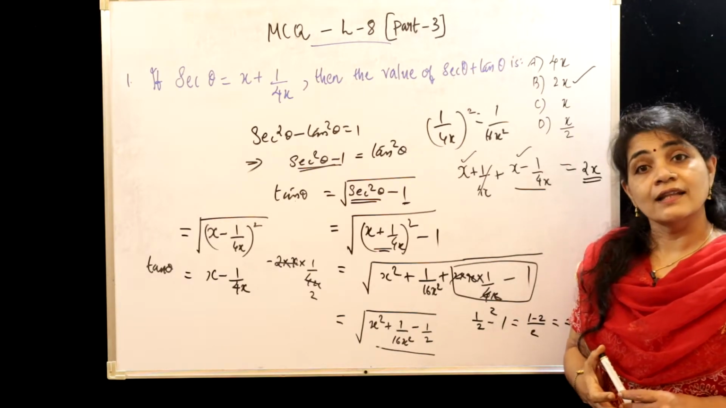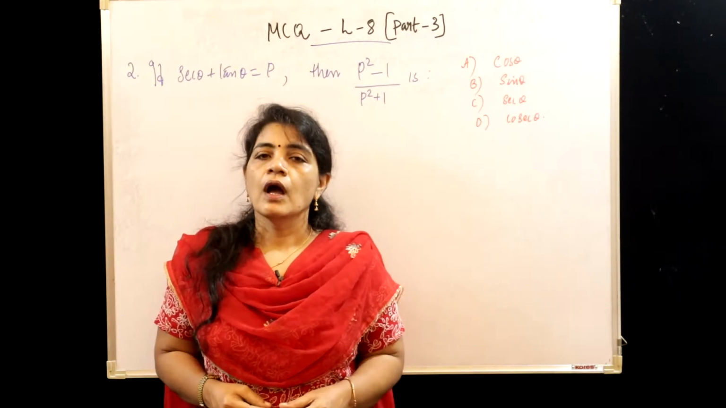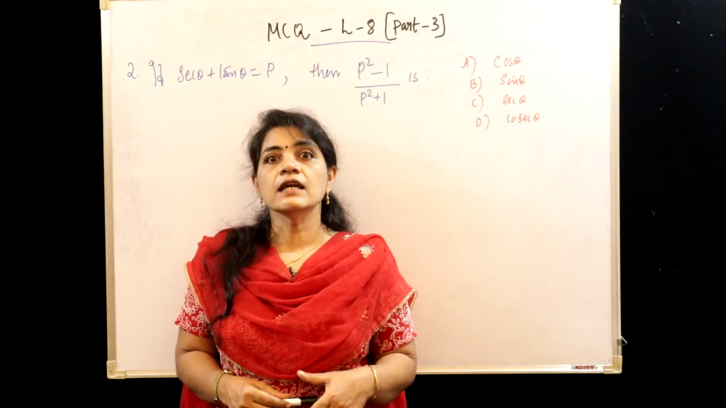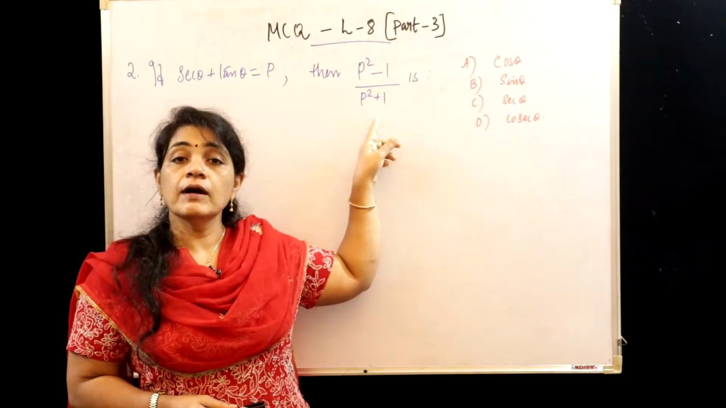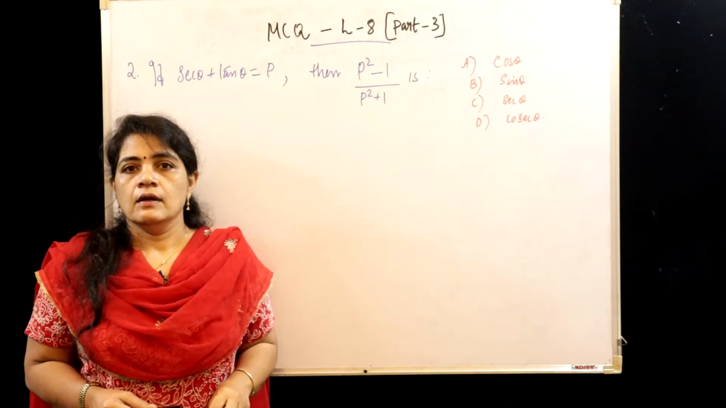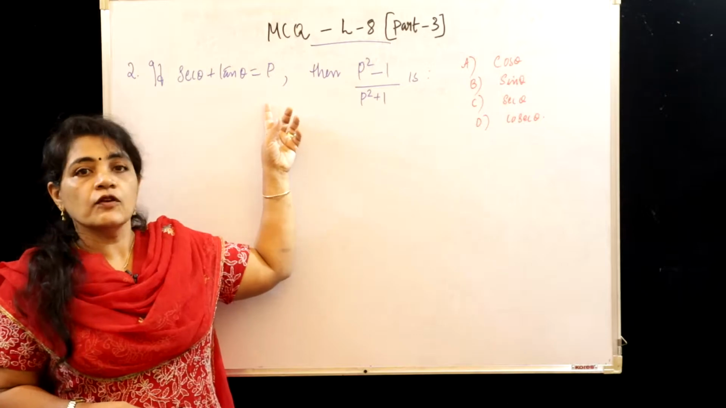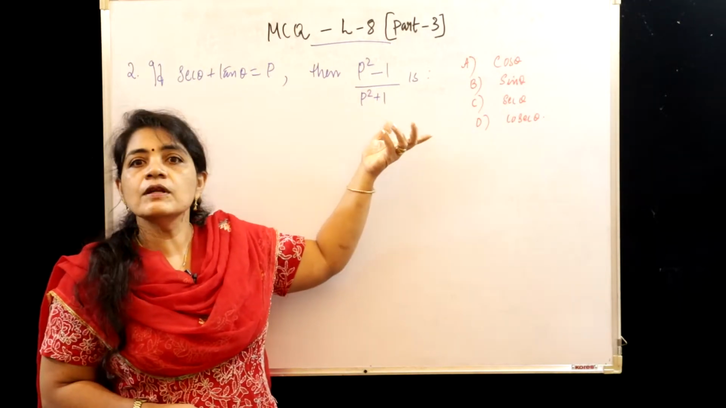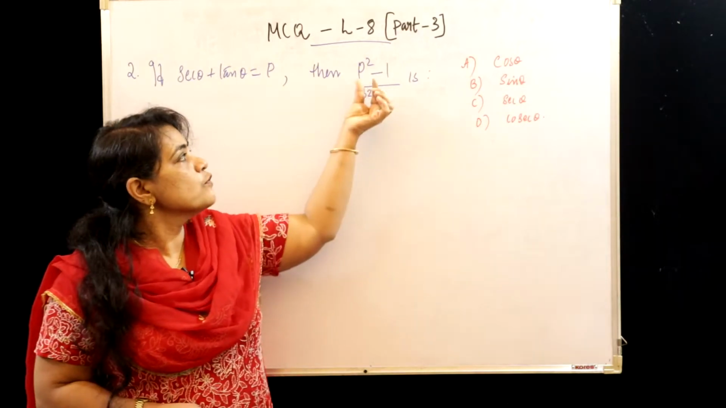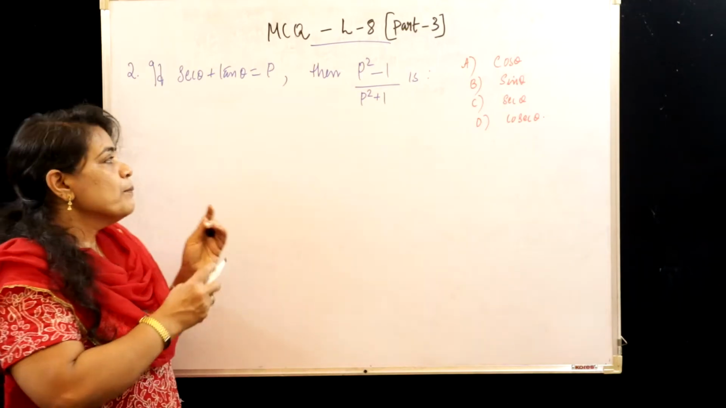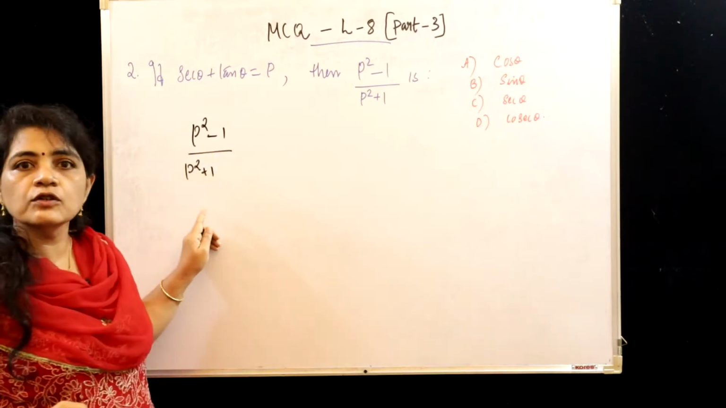Now we are moving to another very important question, question number 2. If sec theta plus tan theta equals p, then what will be (p square minus 1) divided by (p square plus 1)? Here we have been given p in terms of sec theta plus tan theta. If you substitute, the only variable is p and its value is given as sec theta plus tan theta. So we have to find the value of p square minus 1 by p square plus 1.